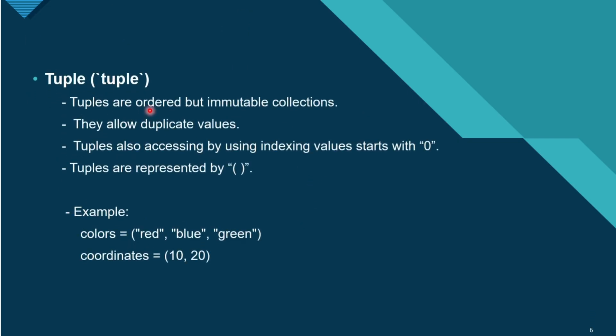Tuples. Tuples are ordered but immutable collections. They allow duplicate values. They are also accessed by using indexing, with values starting from 0. Tuples are represented by parentheses. In this example, colors is a tuple variable. Red, blue, green are the tuple items. They can also be accessed by using indexing values.